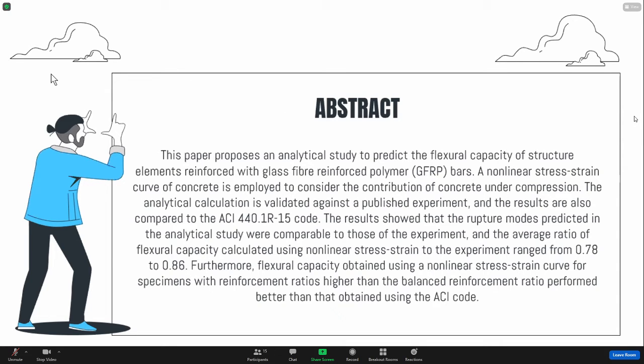Furthermore, flexural capacity obtained using a nonlinear stress-strain curve for specimens with reinforcement ratio higher than the balanced reinforcement ratio performed better than that obtained using the ACI code.